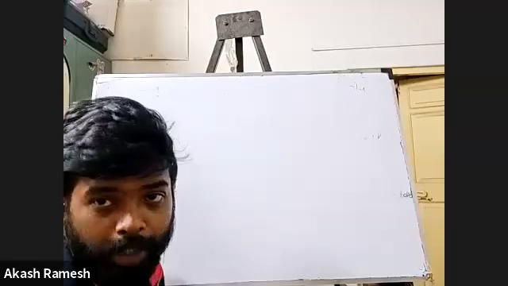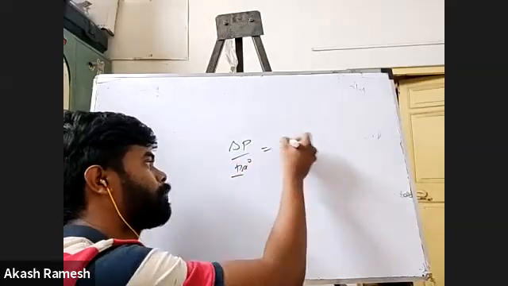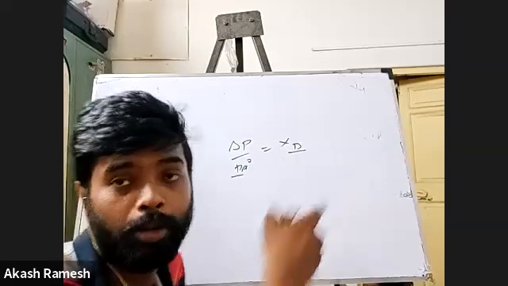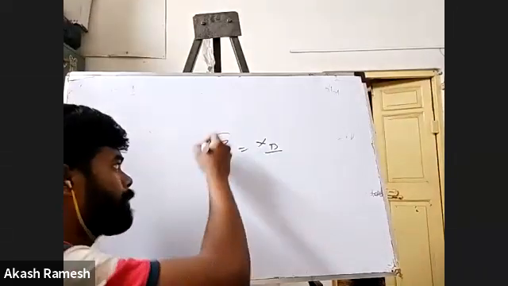Relative lowering of vapor pressure. Can someone tell me? P A naught is equal to X B. So del P divided by P A naught; if you put A here, you have to put X B here, so it's the mole fraction of the other one. So you can understand this can be measured.